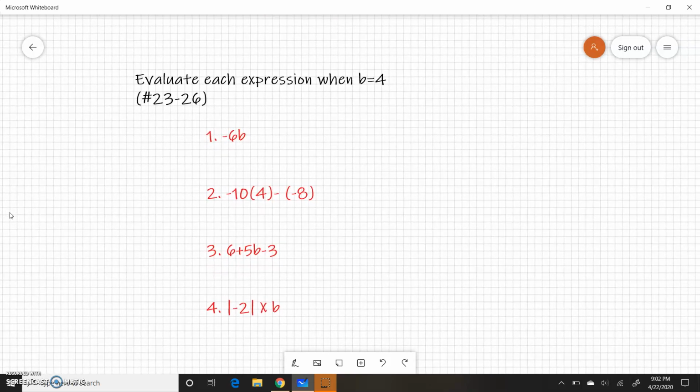So the directions will say evaluate each expression when b equals 4. Or in your case, it says when c equals 6. I just changed my examples, but it's the same exact type of questions that you will have. Remember, evaluate just means solve. Expression really means the problem. So solve the problem when b equals 4.